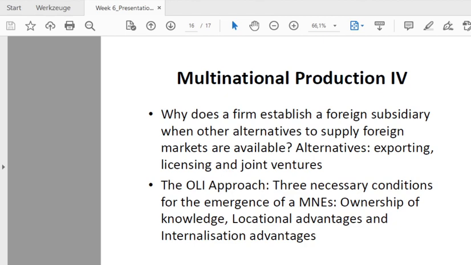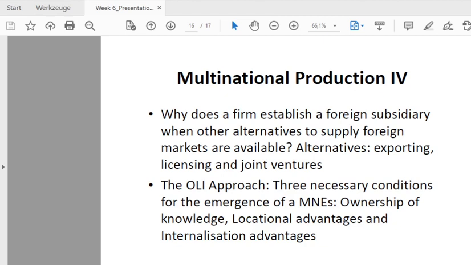Ownership of knowledge means that if a firm in the home country performs very well, it means that it performs better than competitors. And generally, this better performance is also based on improved knowledge, either on how to produce a good or knowledge referring to the final product. So you have done some research and development and you have adjusted the product, or you have adjusted the production process. So in some way you are superior to your competitors. Maybe you have better marketing instruments. That can also be.